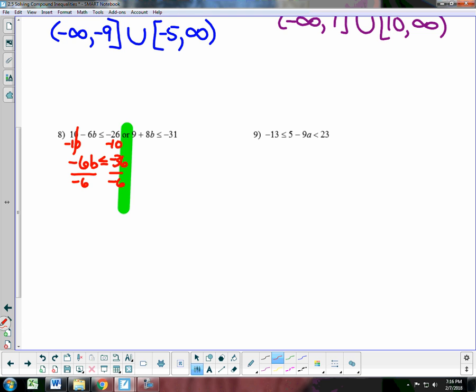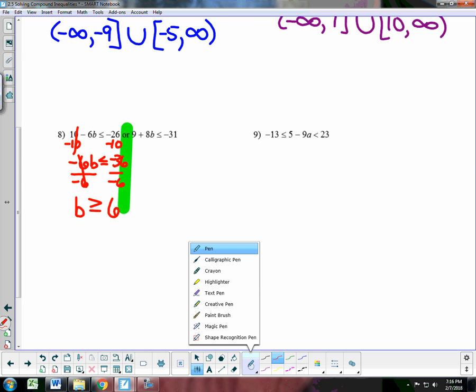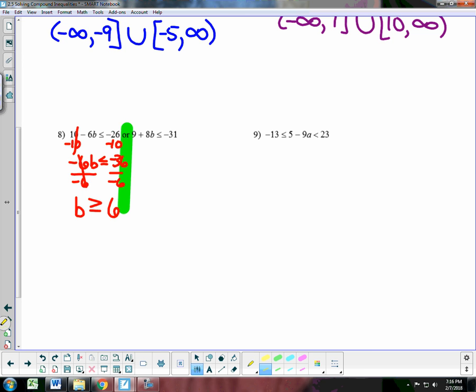Now be careful, we're dividing by a negative 6, therefore the symbol is going to flip. So it's going to be a greater than or equal to, negative 36 divided by negative 6 is positive 6. So yeah, be careful with that flipping there. See how it's different when we divide by a negative value.